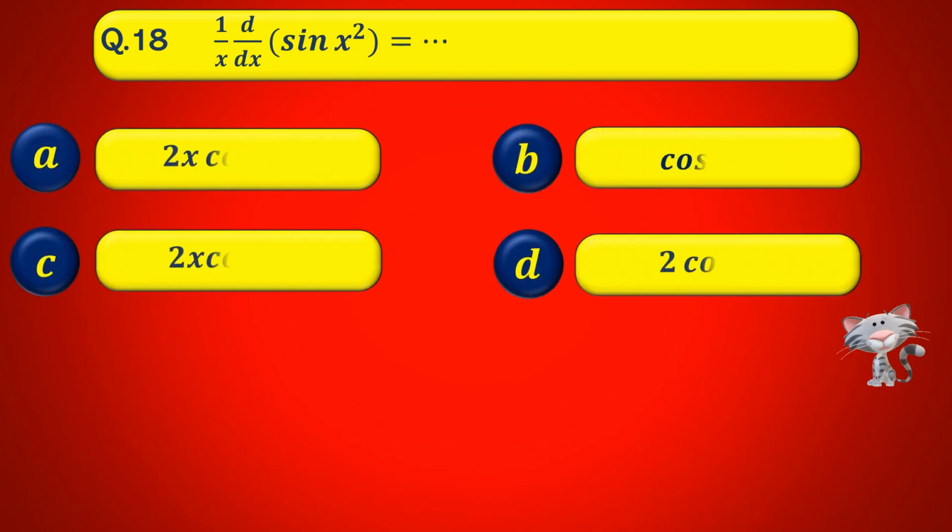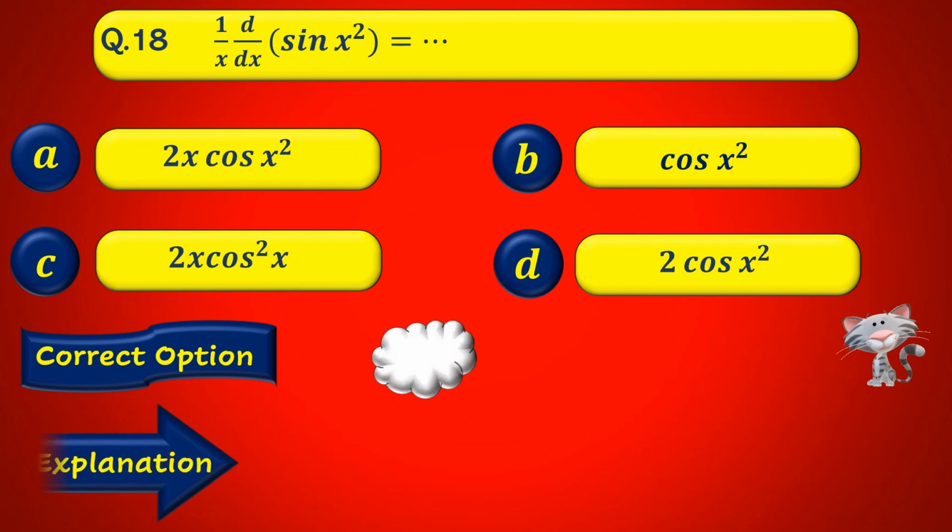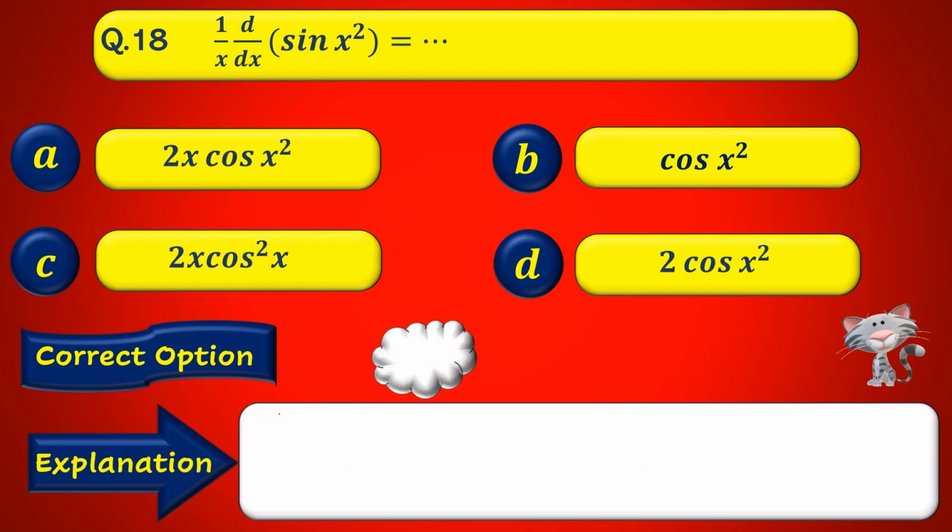Question number 18. 1 over x into d by dx of sine of x square is equal to. The options are, but what is the correct option? Let's explain. Here, the given expression is 1 over x into d by dx of sine of x square. The derivative of sine of x square is equal to cos of x square into the derivative of x square. We write it as 1 over x into cos of x square into 2x. Cancel x by x, and we are left with 2 cos of x square. So the correct option is option D.